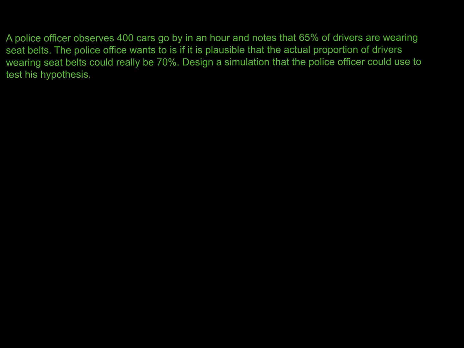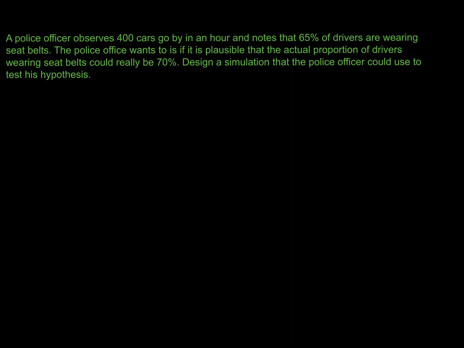Right? So what we're thinking about here is, if the true proportion were 70%, how often when I select 400 of them would I get 65% that are wearing seatbelts? Right? So what can I do? How can I simulate this situation? So what you should do right now is pause the video and draw up a simulation that you could conduct. And you might want to run a couple trials for yourself so that you can get the hang of what you would be doing. As a fair hint, you should probably use a random number generator.